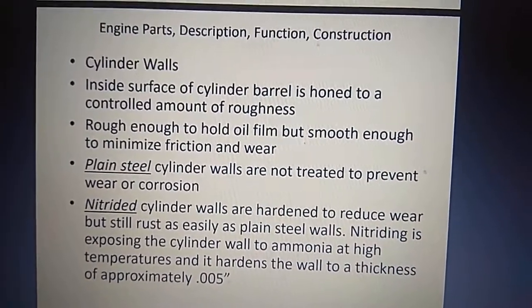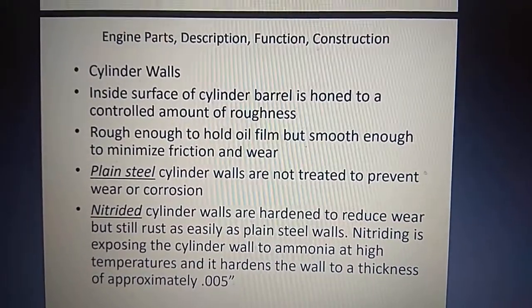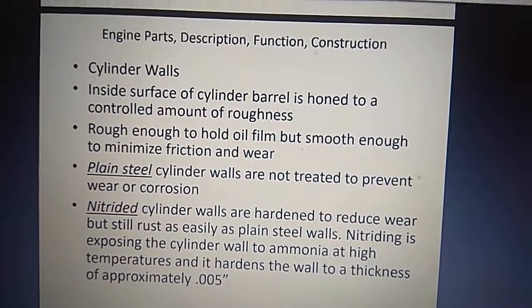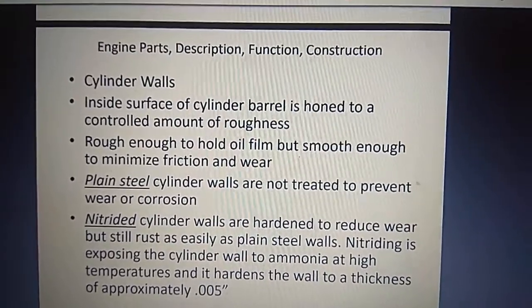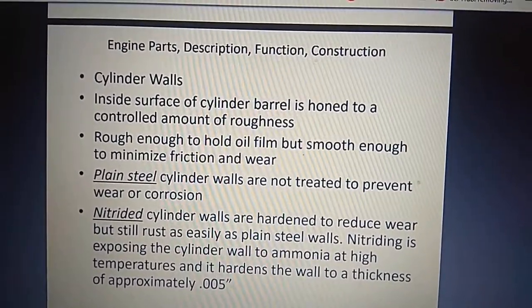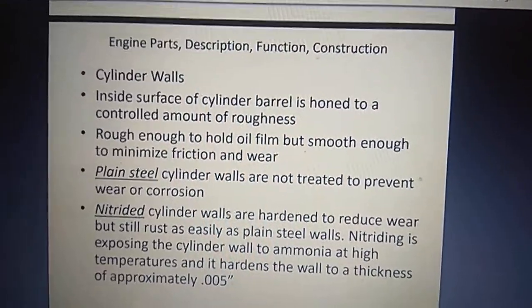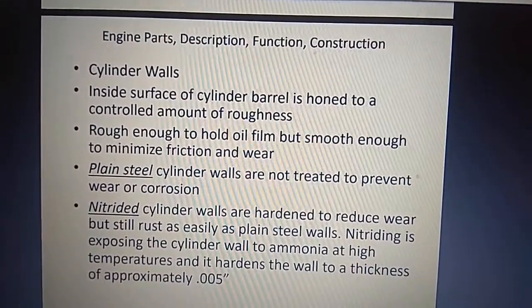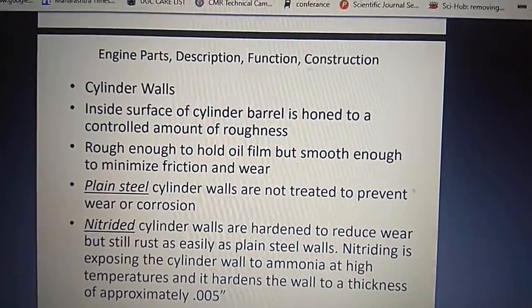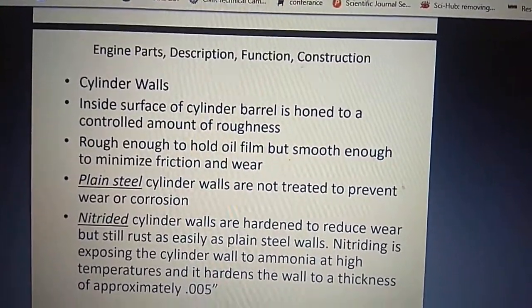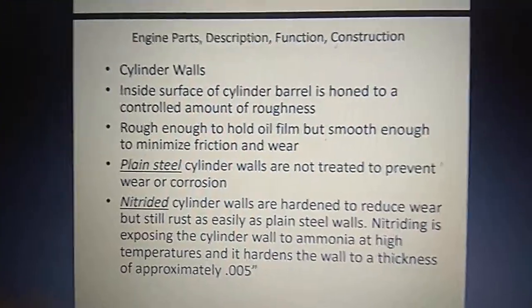The inside of the cylinder barrel is honed to a controlled amount of roughness, which is rough enough to hold the oil film but smooth enough to minimize friction and wear. Plain steel cylinder walls are generally not treated to prevent wear or corrosion. That's why we provide the nitriding treatment for the cylinder walls.